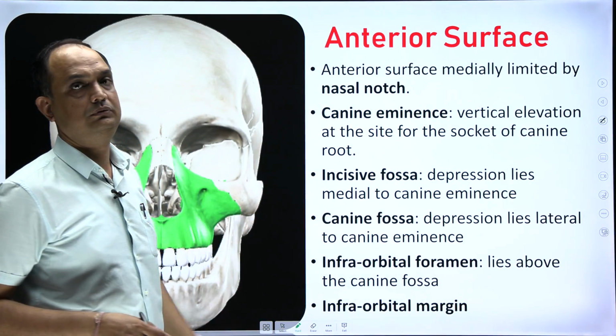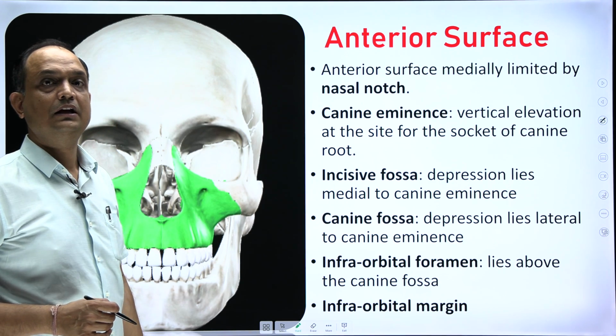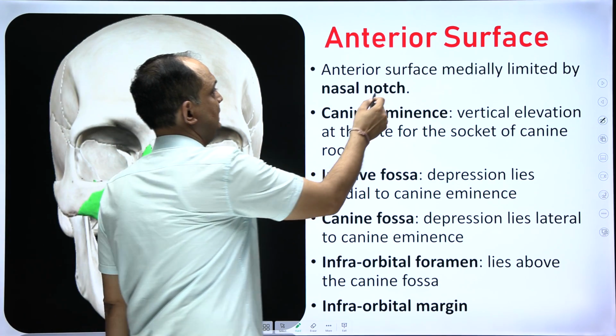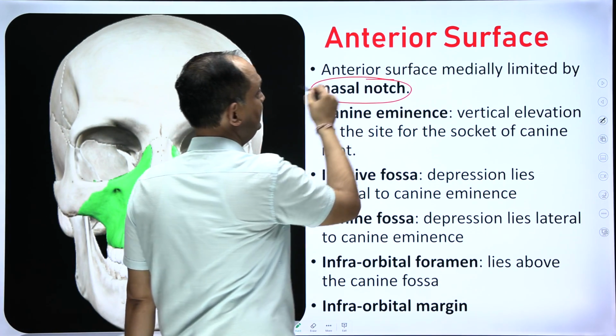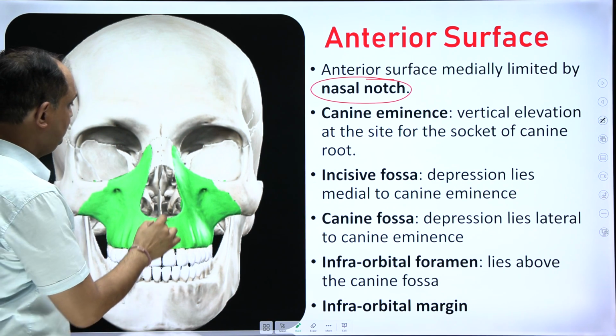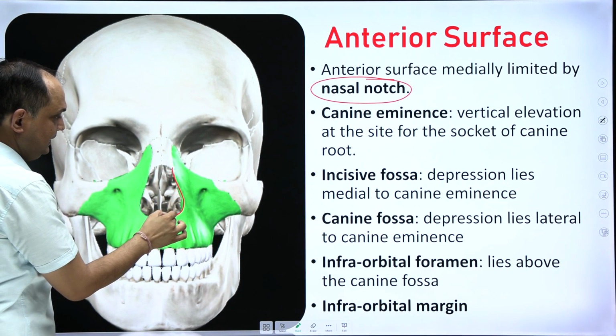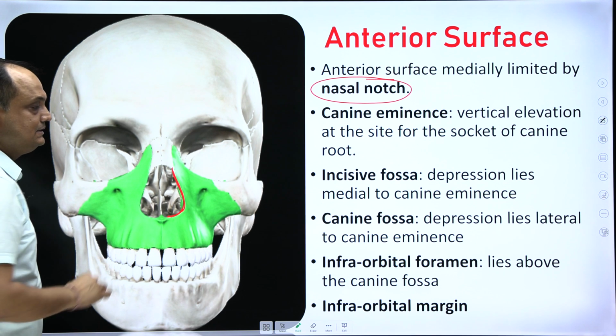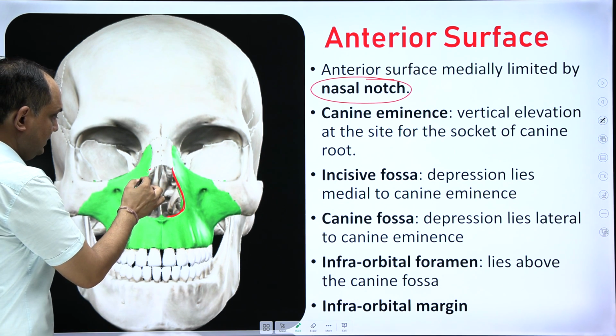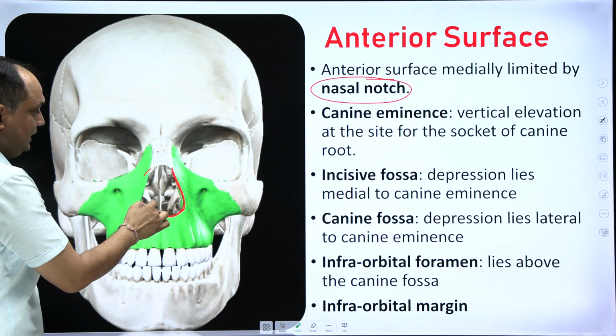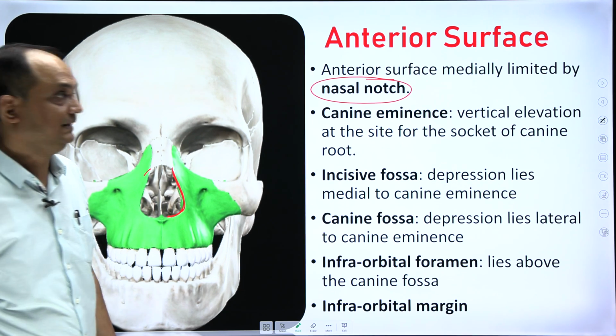Now we will move to the first surface, the anterior surface. The anterior surface is medially limited by the nasal notch. So here you can see that this is known as the nasal notch, and this notch becomes complete when there is an articulation with the opposite side of the maxilla.